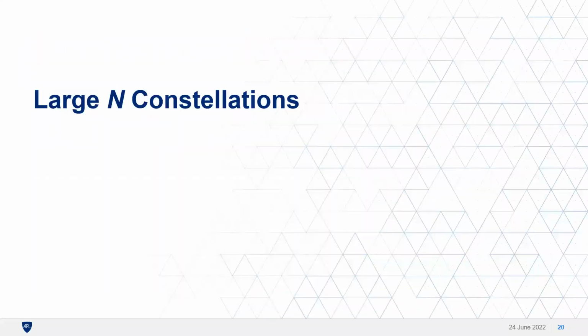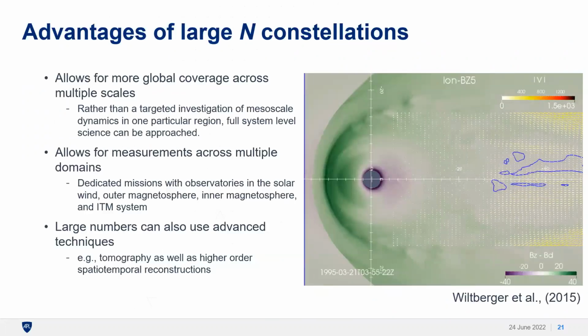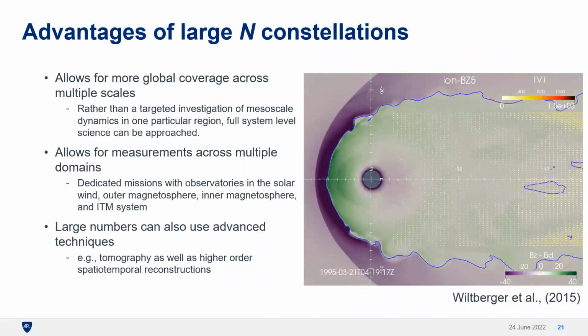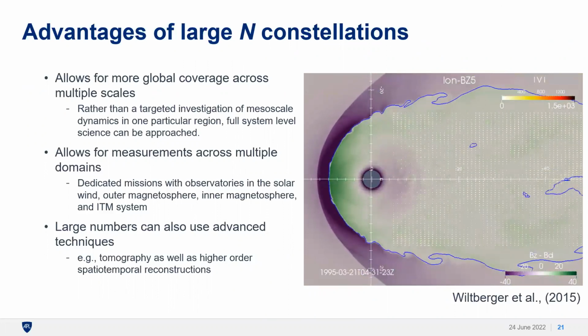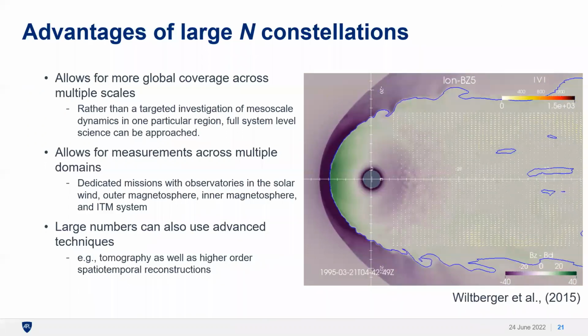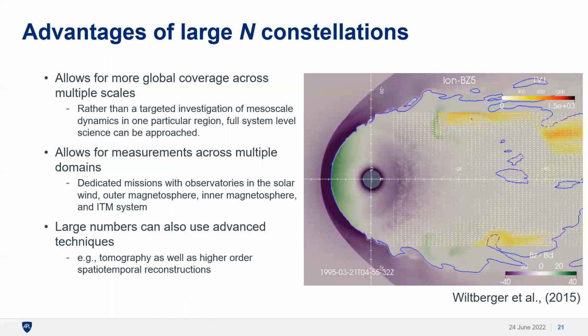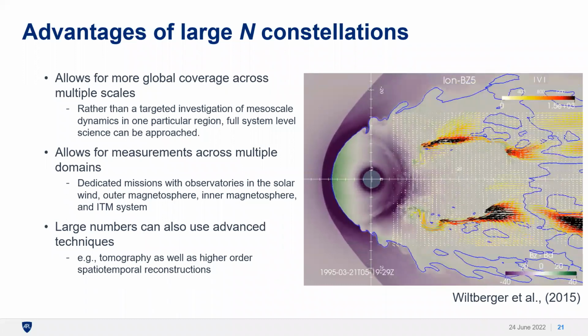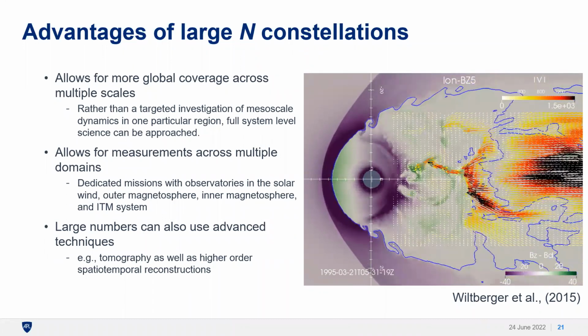And so then that brings me to the large number of constellations. This is when you want to say, sometimes it's really great to have 4 or 5 spacecraft. But what if you want to talk about something that's 30, 40 or more? What can that really enable for us? This is where it enables global coverage across multiple scales. If you think of the magnetosphere system as having all this mesoscale variability and being very dynamic, then as you would imagine from seeing the different movies from different simulations, you really can't get by with only a limited number of spacecraft. You do need something a bit more robust.